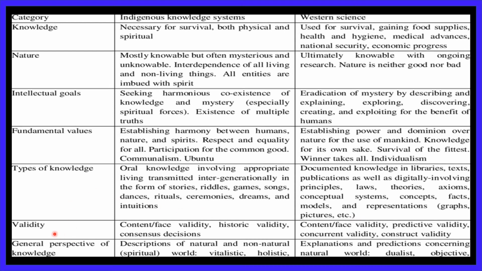The sixth category is validity. In the indigenous knowledge system, the validity is content and face validity, historic validity, and conscious decisions. In Western science, content and face validity, predictive validity, concurrent validity, and construct validity. The seventh is general transparency of knowledge. In indigenous knowledge, descriptions of the natural and non-natural, spiritual world, idealistic and holistic. In the Western science system, explanations and predictions concerning the natural world, dualistic and objective.